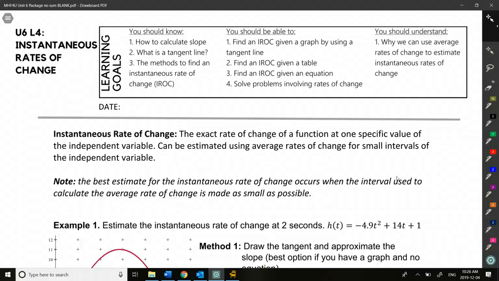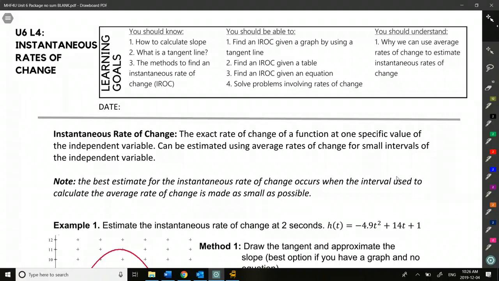All right, so yesterday I introduced to you guys the idea of average rates of change versus instantaneous rates of change. So we focused in on doing some calculations with average rates of change, and we talked briefly about instantaneous rates. Can somebody tell me what the difference is between an average rate of change and instantaneous rate of change?